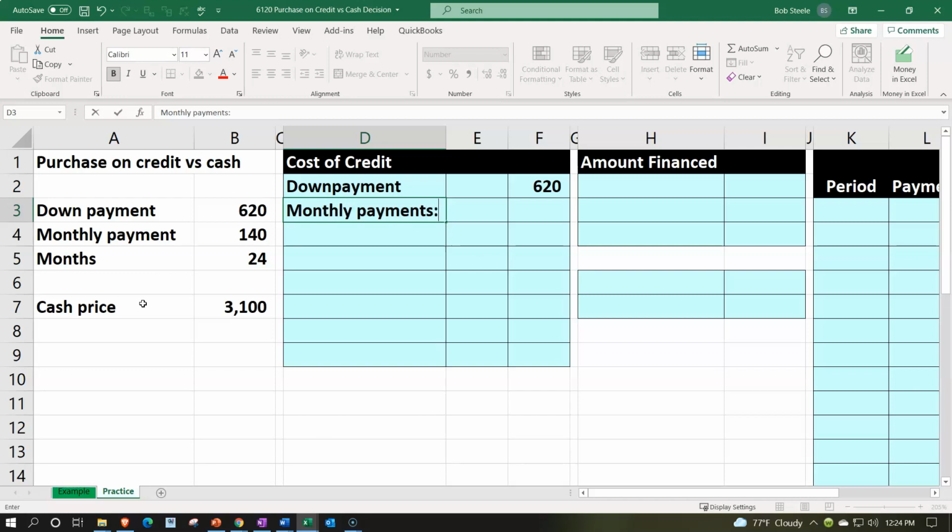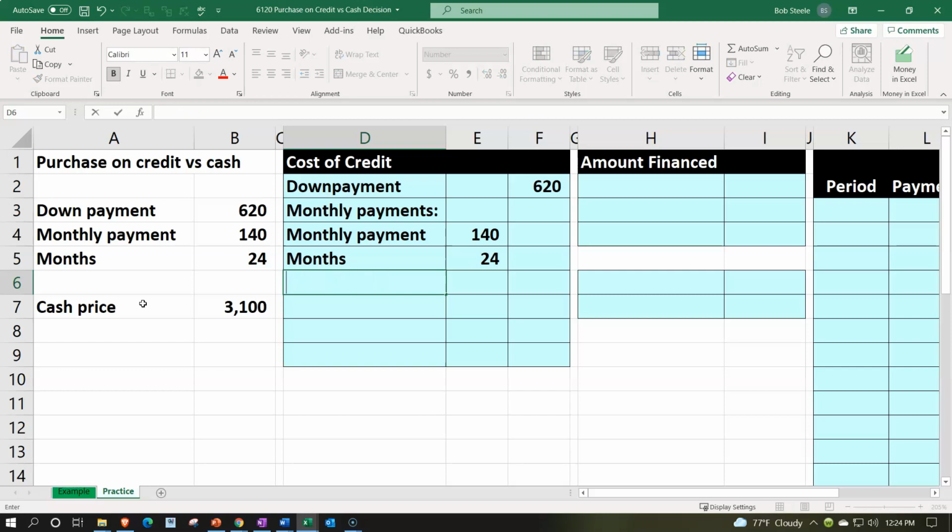Monthly payments, I'm going to put a colon so we can do our calculation into the inner column now, which is going to be monthly payment of, we're going to pay each month $140. So I'm going to say equals that $140 for the number of months, which would be equal to 24 months, 2 years times 12, or 24 months, 24 payments. That would, of course, give us the monthly payments.